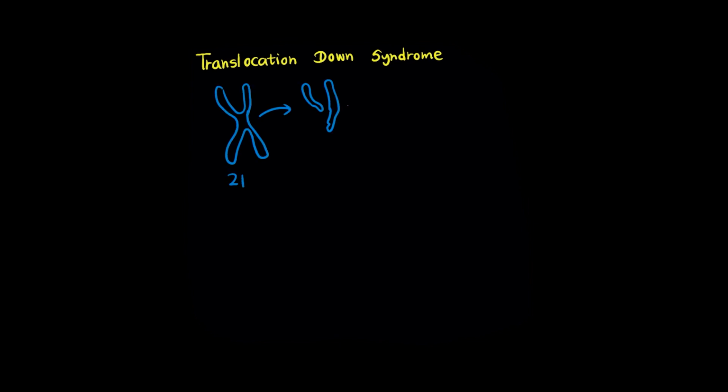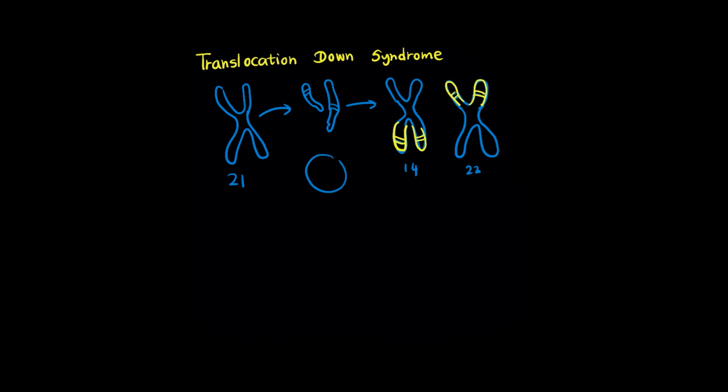Translocation Down syndrome occurs when chromosome 21 doesn't stay where it belongs, instead attaching to chromosome 14 or 22. This happens in about 4% of Down syndrome cases, creating a unique genetic situation. During cell division in a parent, chromosome 21 breaks off and fuses with another chromosome, usually 14 or 22. Think of it like a page torn from one book and glued into another.